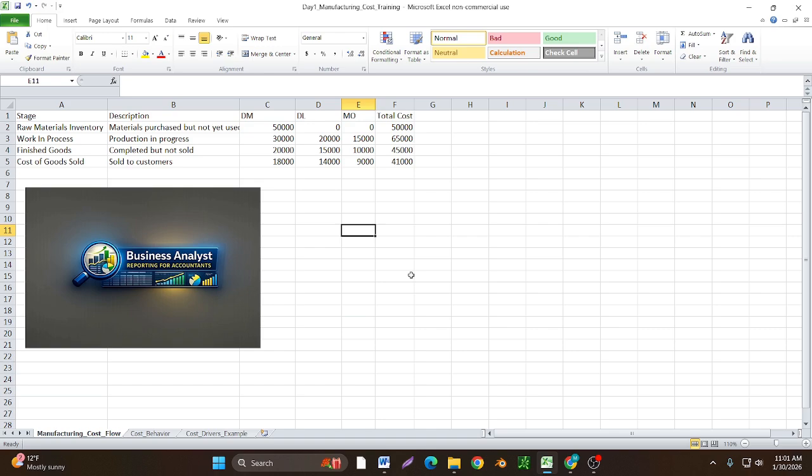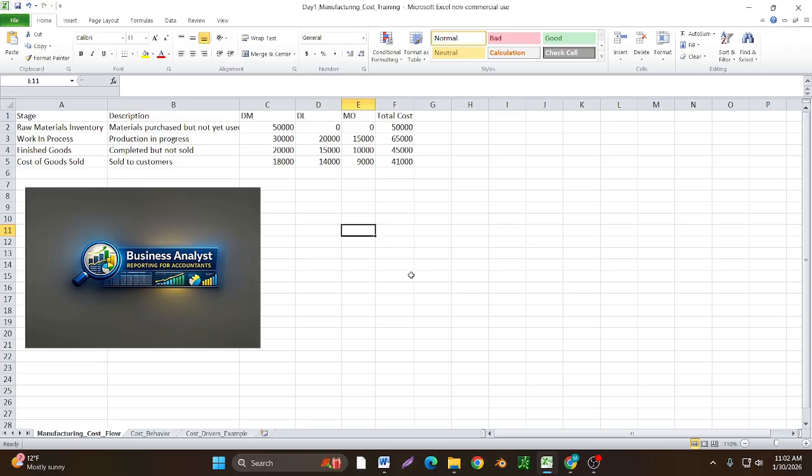Today we're going to cover a fundamental concept for anyone working in manufacturing finance or preparing for the CPA bar exam: how costs flow through a manufacturing operation, how they behave, and what drives them. Understanding this is the foundation for variance analysis, budgeting, and cost decision making. And the best part, we'll be using Excel to make this visual so you can see exactly how costs move. Let's get started.